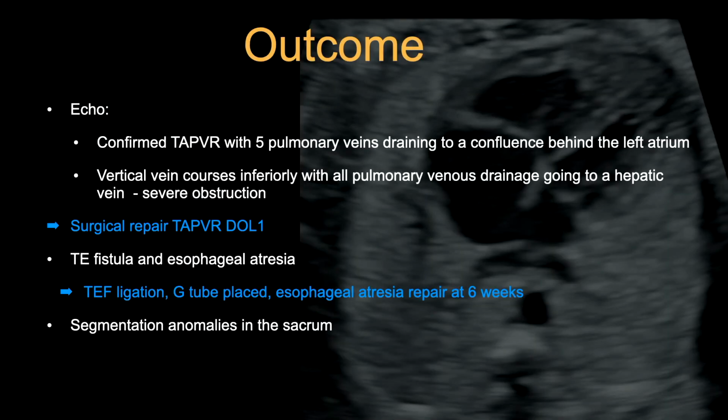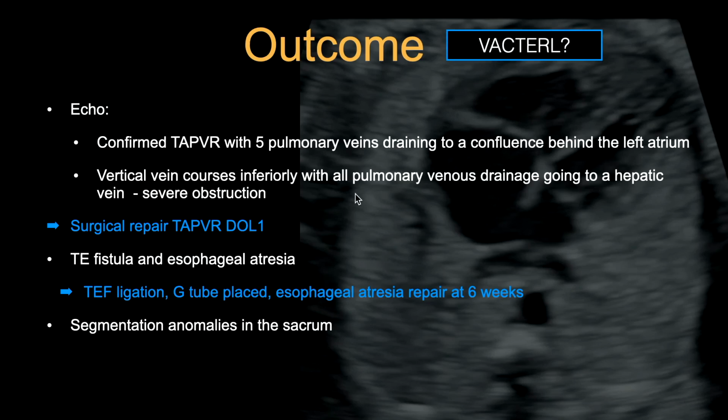So the outcome confirmed TAPVR with that drainage, pretty much what we saw, drainage going into the hepatic vein with severe obstruction, had repair day of life 1, did indeed have a TE fistula and esophageal atresia, and also had segmentation anomalies in the sacrum. So is this a VACTERL?